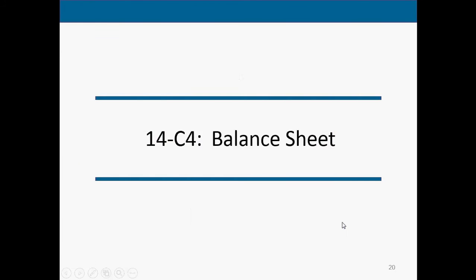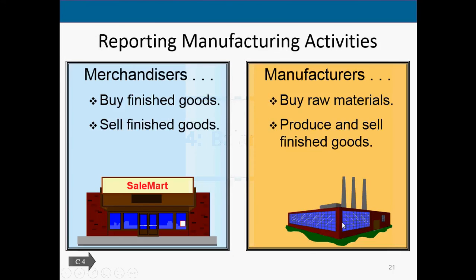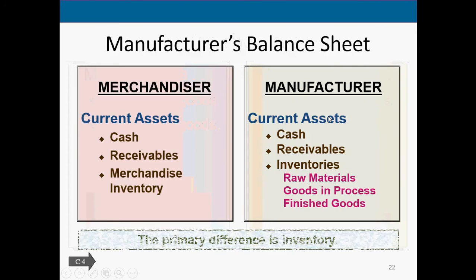Okay, so let's just talk about the balance sheet for a manufacturer real quick. Again, we know what merchandisers do. They buy goods and they sell goods, and therefore we only ever had one inventory account. But for manufacturers, we buy raw materials and then we sell finished goods. Well, raw materials is going to be an inventory itself, and then the finished goods is going to be an inventory. And what you'll see here soon is that there's an in-between as well that we're going to talk about.